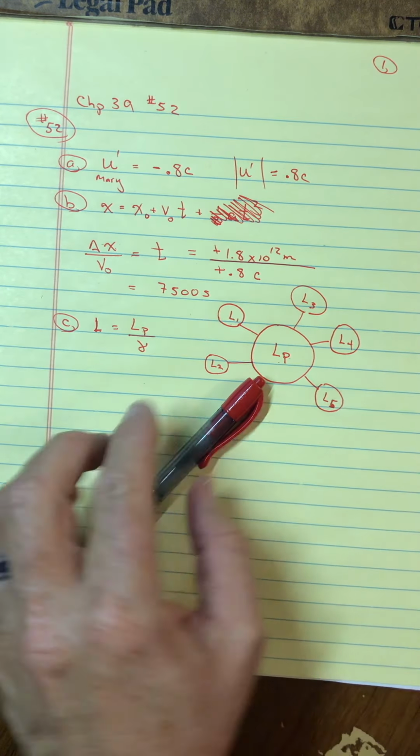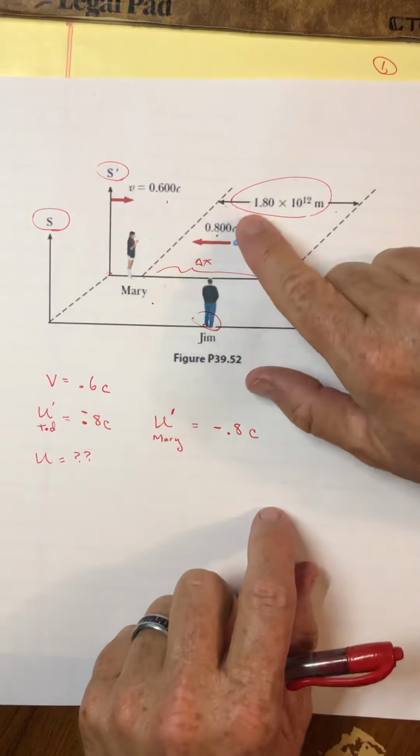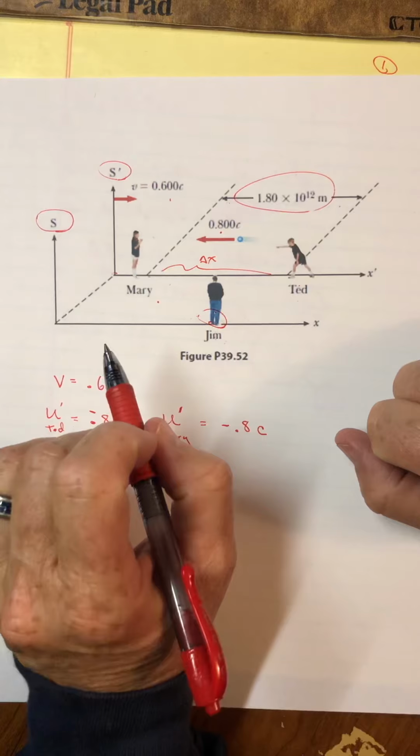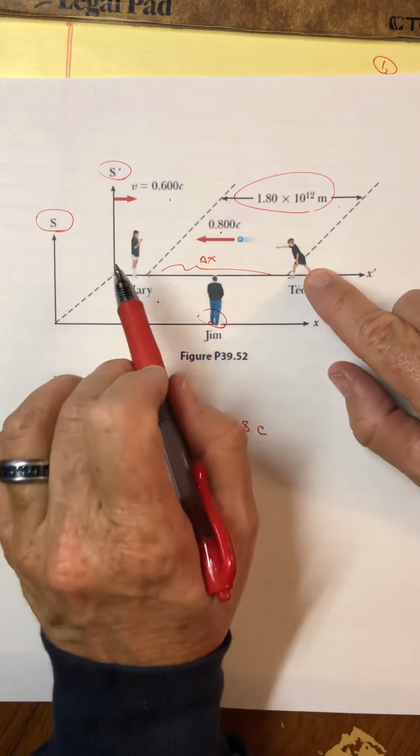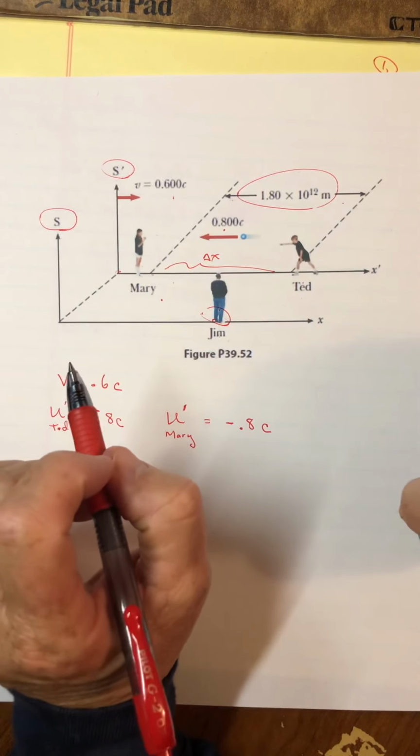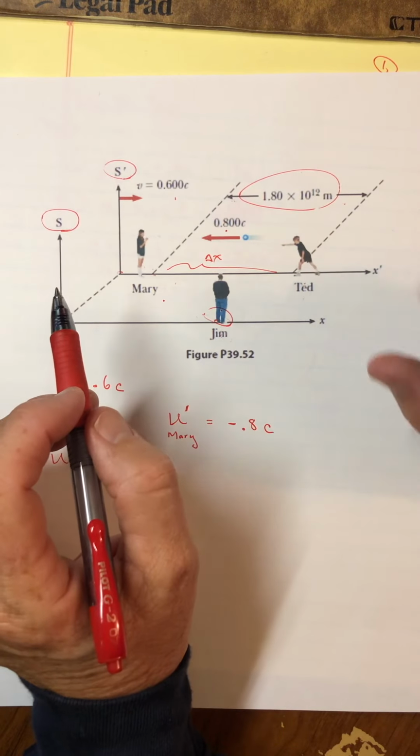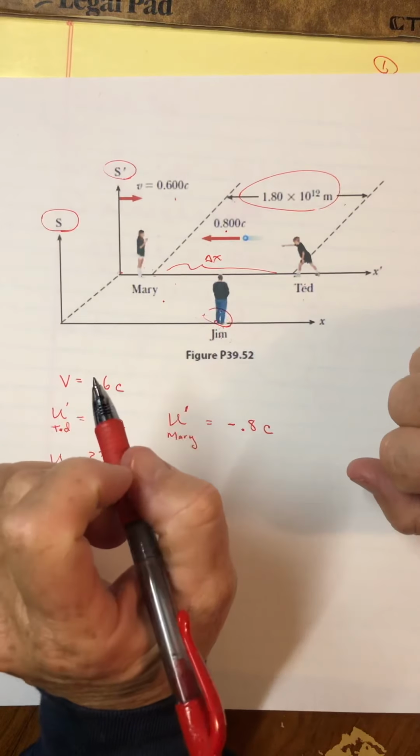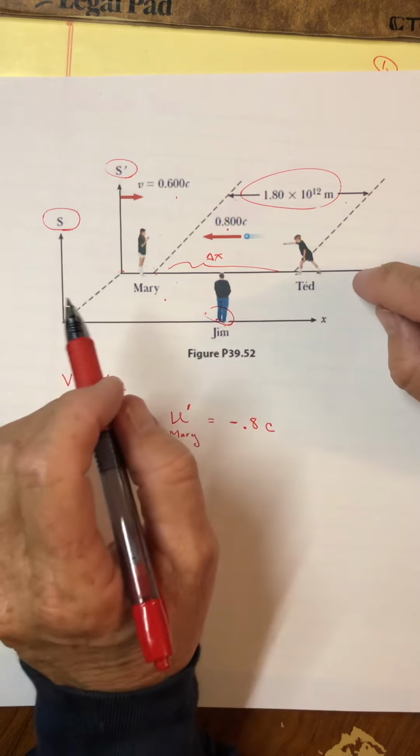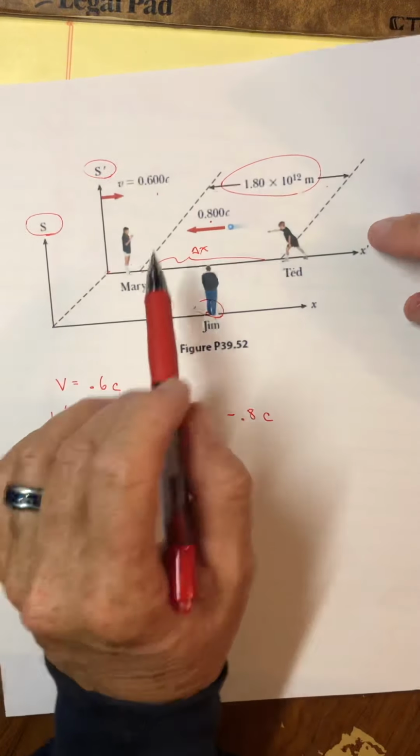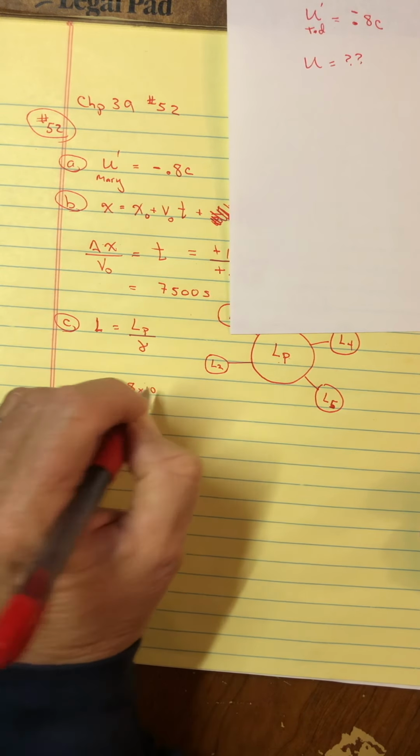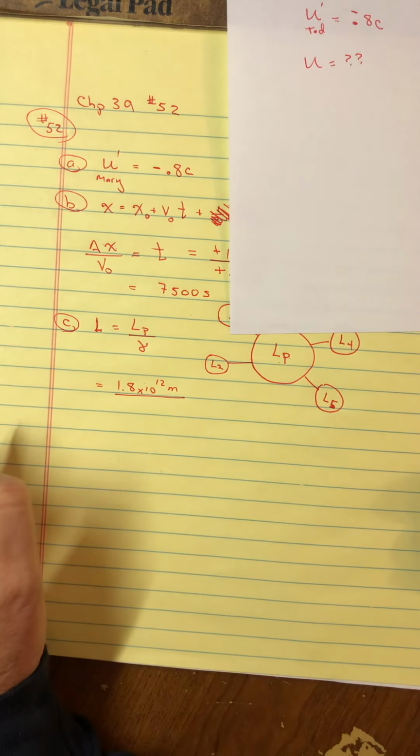Okay? So, in our problem, they explicitly told us that this distance is measured from Ted. So the distance to Mary: how far is it to Mary? Notice that there is no motion between Ted and Mary. So Ted would be measuring a proper length. Anybody who's moving and is measuring this length, like Jim, would be measuring a non-proper length. So when they said 1.80 times 10 to the 12th meters, they told me in an indirect way that that's the proper length. So this is 1.8 times 10 to the 12th meters. That is the proper length.